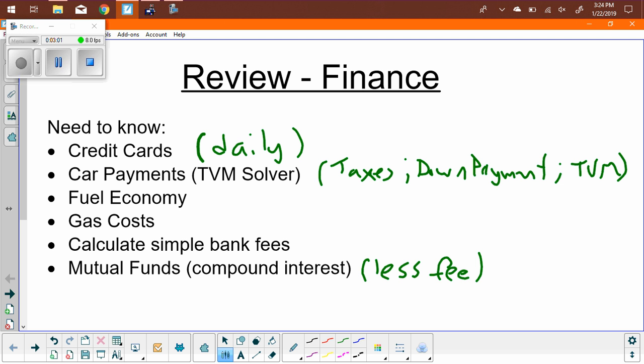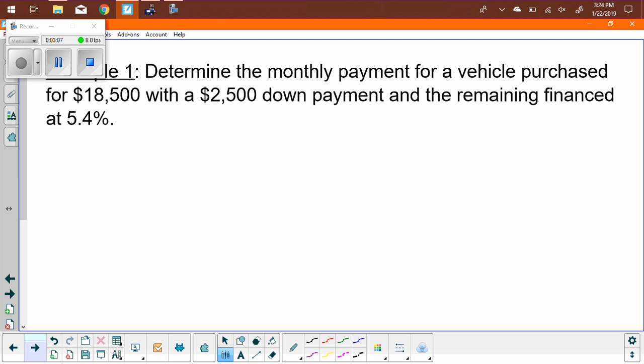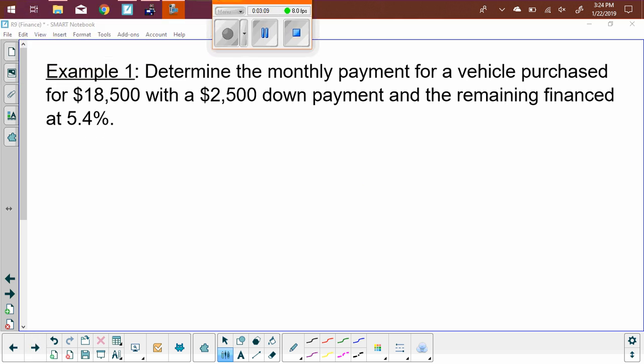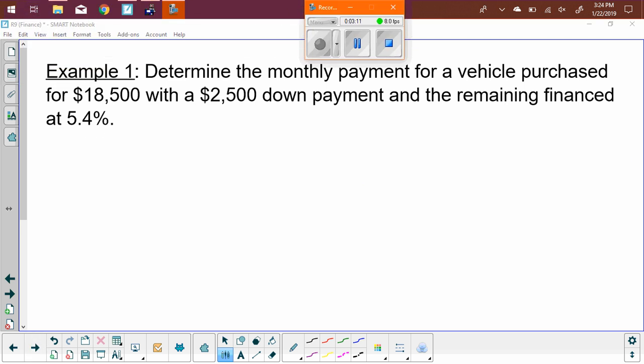Now we're going to do a couple examples of how this will work. For example 1, we're going to determine the monthly payment for a vehicle purchased for $18,500 with a $2,500 down payment, and financing it at 5.4%. It was monthly, that's mentioned above, so we're good to go.